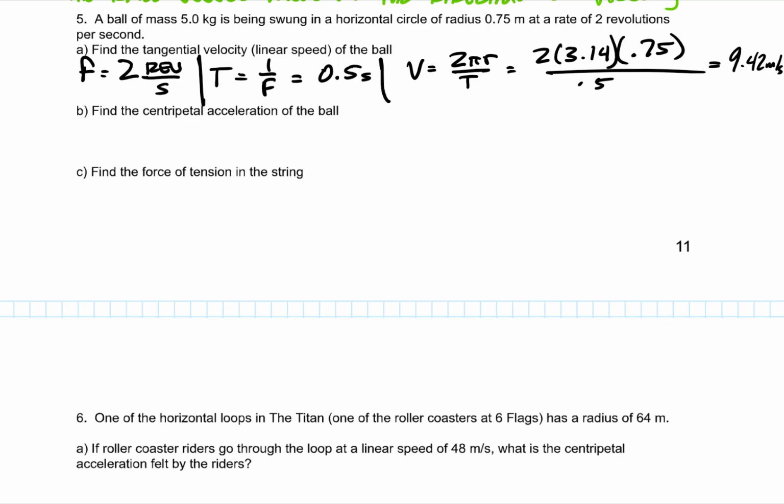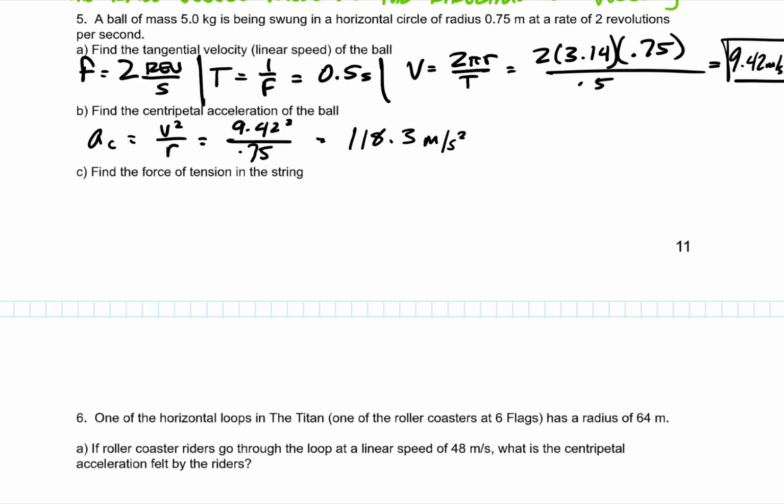Find the centripetal acceleration of the ball. Well, to get the centripetal acceleration, that's going to be v squared over r. Every time we get centripetal acceleration, this is what we're going to use. So the centripetal acceleration is going to be 9.42 squared divided by 0.75. Put that in your calculator, and it comes out to be 118.3 meters per second squared.